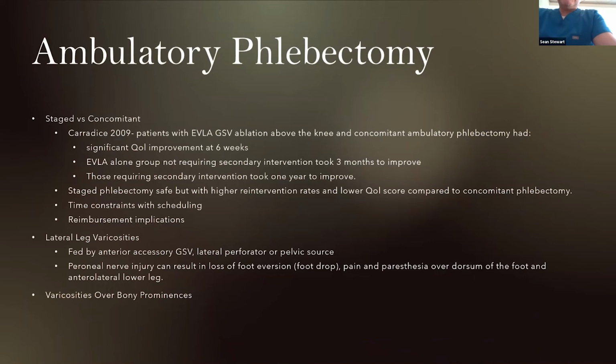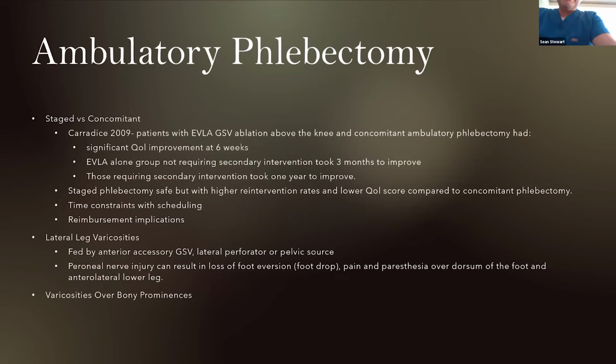Ambulatory phlebectomy. I prefer performing my phlebectomies with an ablation at the same sitting. It's been shown to improve quality of life measures more quickly than staging treatment. It also reduces the need for reintervention. In my experience, it also reduces the risk for developing phlebitis if you don't wait. And the patients tend to be extremely satisfied not to see their varicosities, even if they're beaten and bruised.